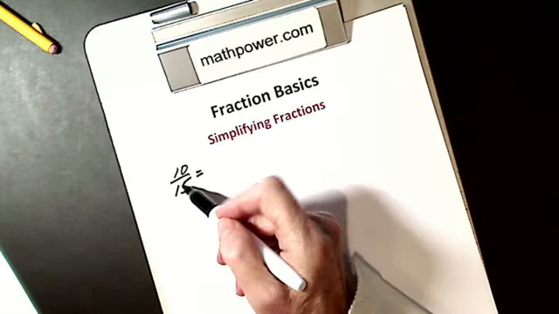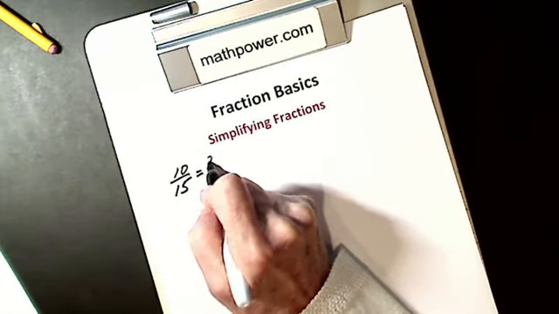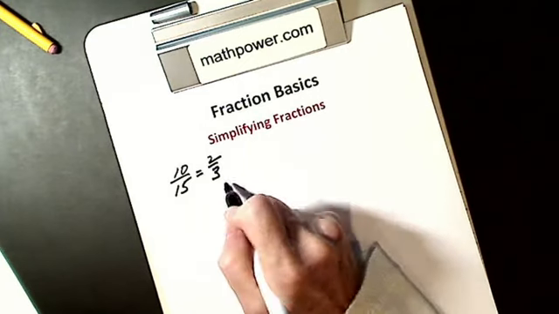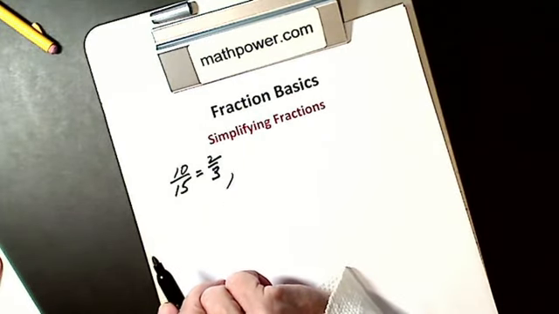Next thing I always check is 5. If they end in 0 and 5, they're divisible by 5. So that means they're both divisible by 5. 5 into 10, 2. 5 into 15, 3. 10/15ths is the same as 2/3. All right, we'll do another one.